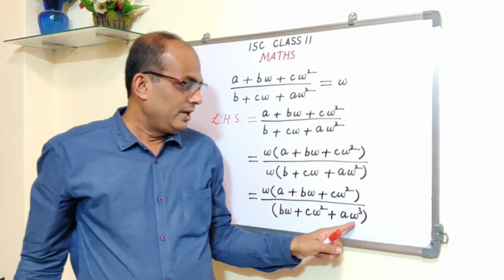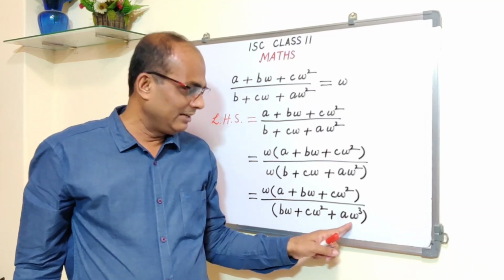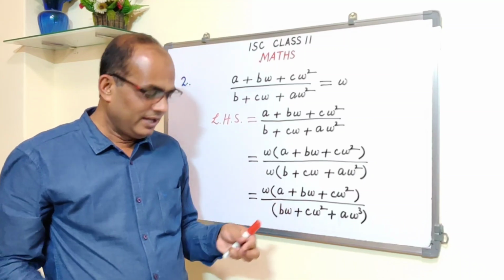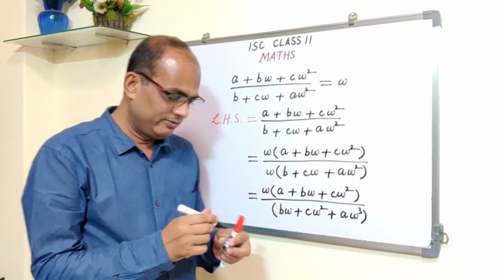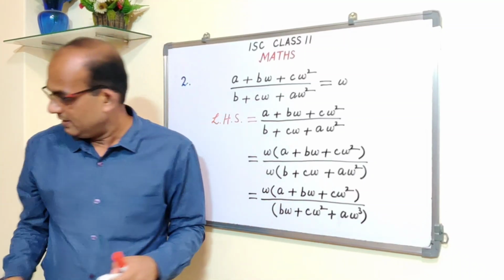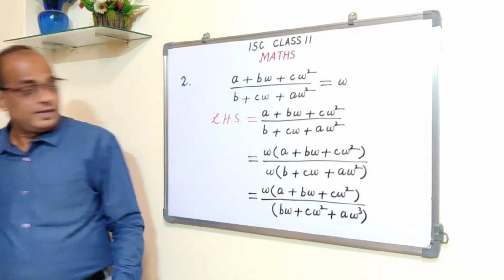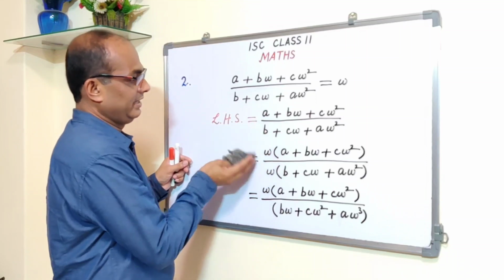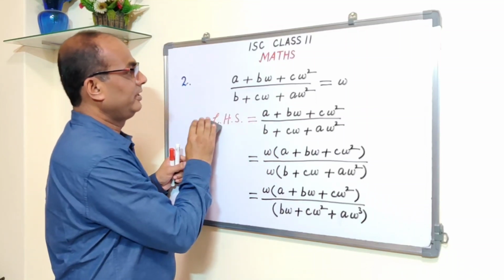Fine. Now next step we'll write down omega cube is equal to 1. That means this will become A. So A plus B omega plus C omega square. Same thing. Let me write down one more step and then we will cancel. Is that fine? So next we can write down. Can I rub this? Yes. Let me rub this.